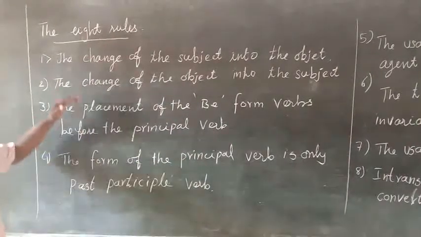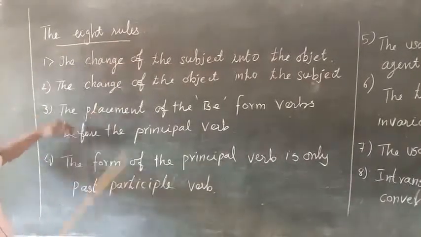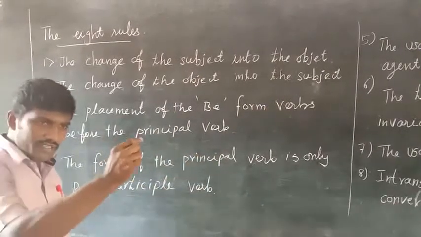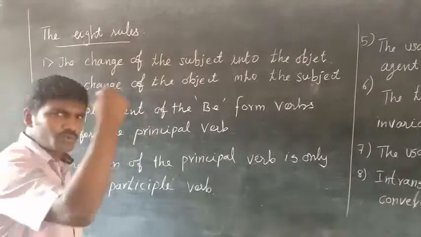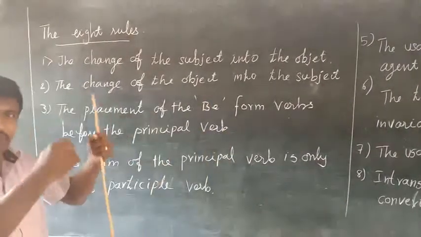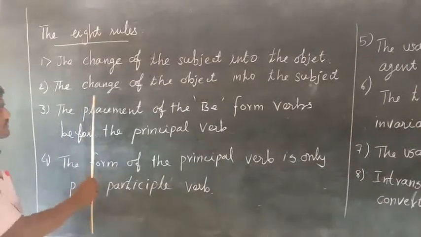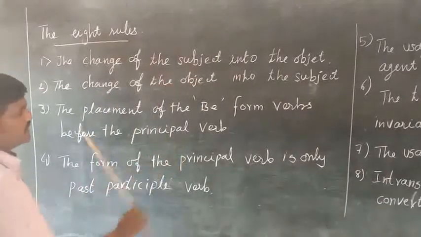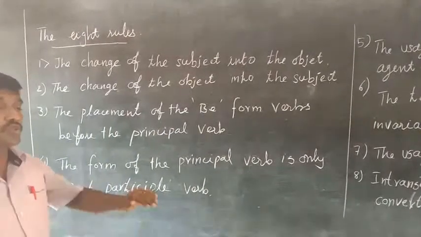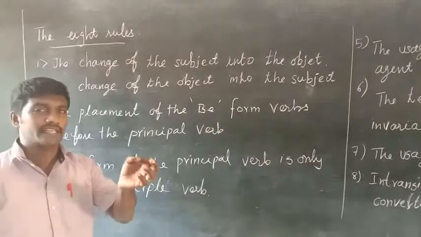Okay, good. So one more time, I would like to explain the rules. The change of the subject into the object: the subject should move to the placement of the object. The object should come to the place of the subject. The second one, the change of the object into the subject. Third one, the be form verb should be placed before the principal verb. What is the principal? That is called the V3 form.